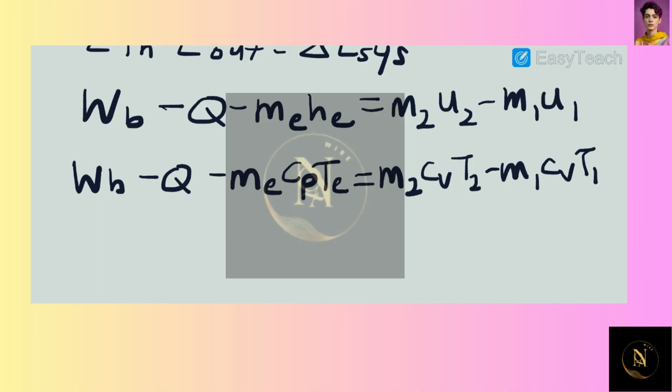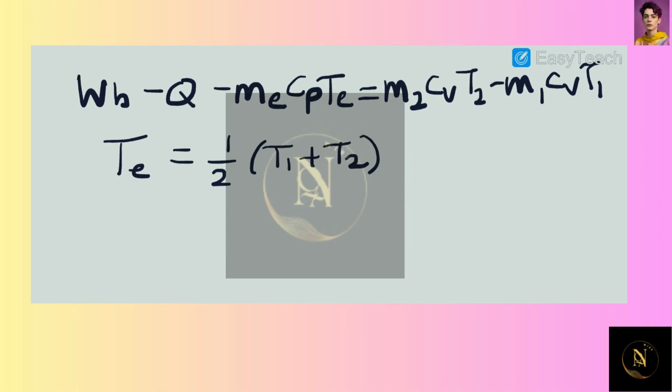Next, we're going to assume that the exiting temperature is the average of the initial and final temperatures. So Te, which is the temperature of the air leaving, is 1/2 (T1 plus T2). And by plugging in for T1, we see that Te is equal to 1/2 times (473 plus T2).